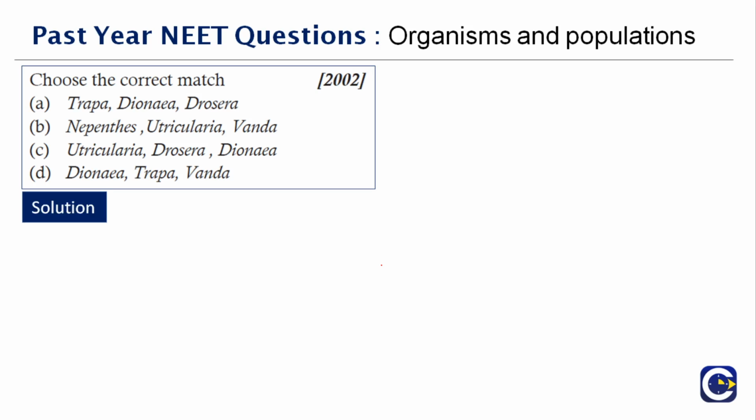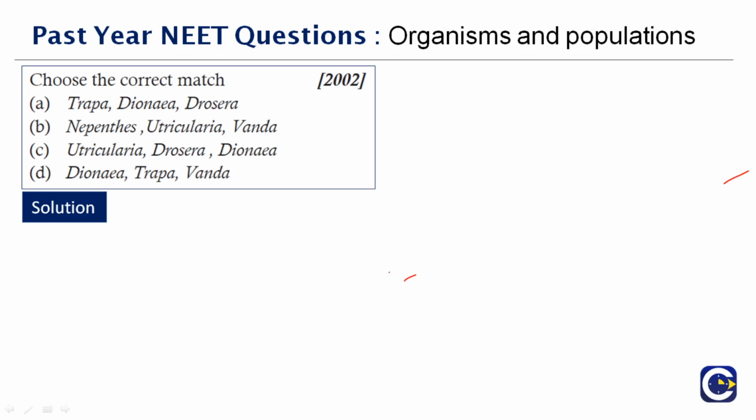So look at the options here. You need to take the correct match. Trapa, Dionaea, Drosera. Okay, that's wrong. Nepenthes, Utricularia, Vanda, again wrong. Utricularia, Drosera, and Dionaea. That is right because all three are insectivorous plants. If you take Utricularia, Drosera, and Dionaea, they are all insectivorous plants.